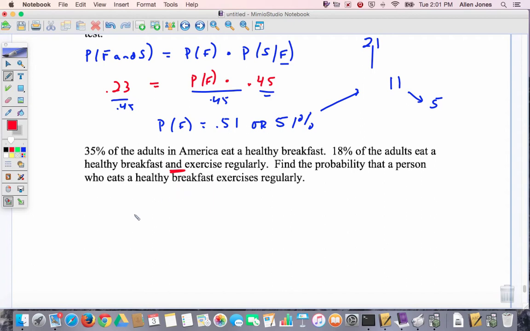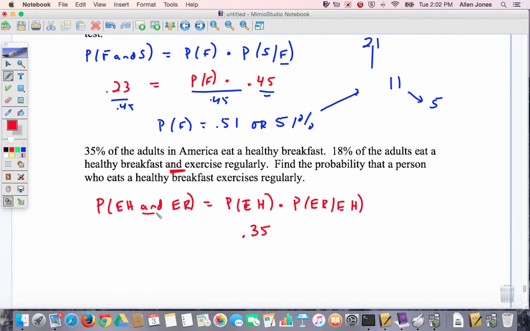35% of the adults in America eat a healthy breakfast. 18% of the adults eat a healthy breakfast and exercise regularly. Find the probability that a person who eats a healthy breakfast exercises regularly. So the probability of eating a healthy breakfast and exercising regularly is the probability of eating a healthy breakfast times the probability of exercising regularly, assuming that we did eat a healthy breakfast.